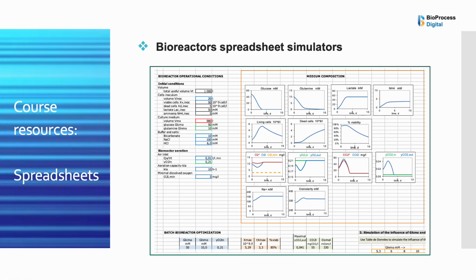In the second part of the course, you will use spreadsheet simulators to explore the operations of batch, fed batch, and perfusion culture modes. The spreadsheets will allow you to visualize the kinetic impact of operational variables and identify the optimal culture conditions.